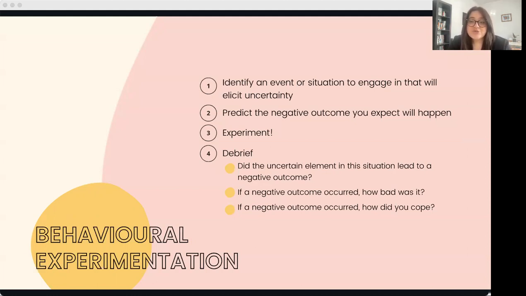And once the uncertain situation has been lived, we want to help clients debrief it. Did the uncertain element in this situation lead to a negative outcome? And if it did, how bad was it? Were you able to cope with it? How did you cope with it? We really want clients to begin seeing that oftentimes the outcomes they feared happening do not happen. And that if they do happen, clients are able to cope with that situation.